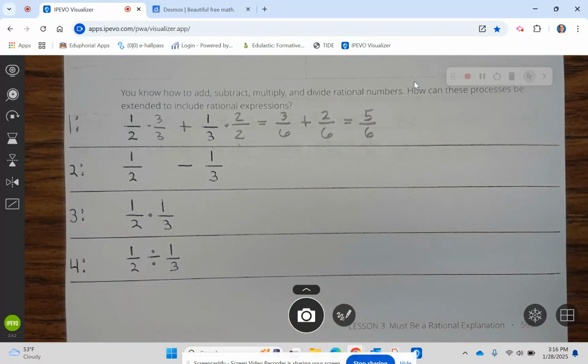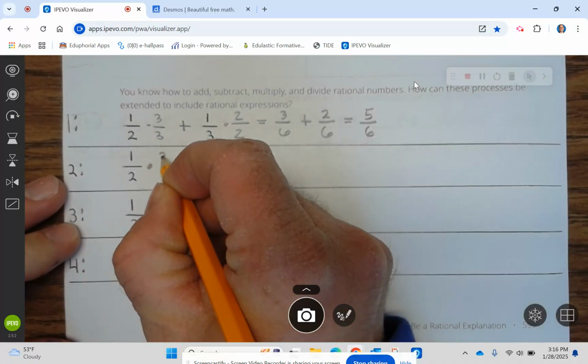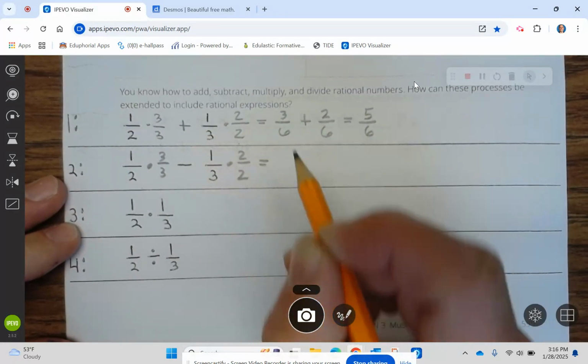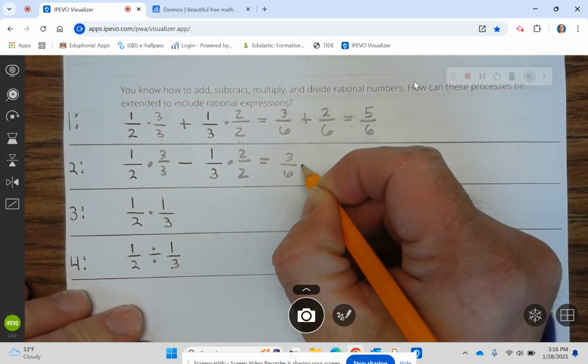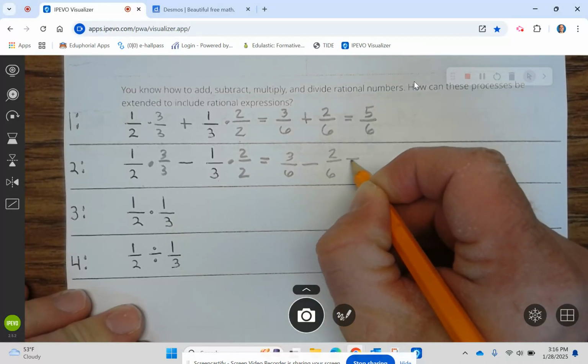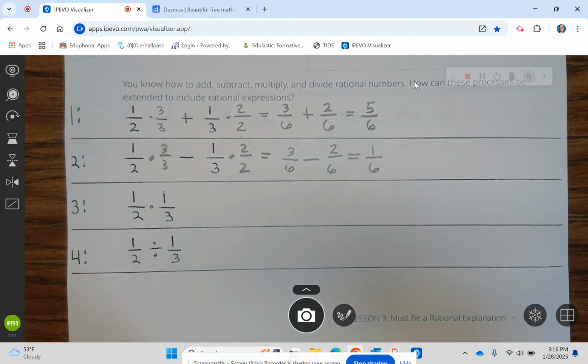Let's take a look at number 2. In order to subtract 1/3 from 1/2, they have to have the same denominator. So we're going to multiply this by 3 divided by 3, and this by 2 divided by 2. Well, 1/2 times 3 divided by 3 is 3/6, minus 1/3 times 2 divided by 2 is 2/6. Well, 3/6 minus 2/6 is 1/6.